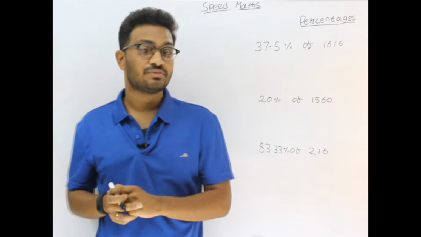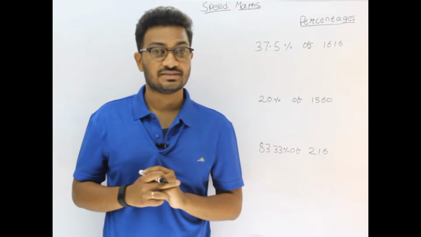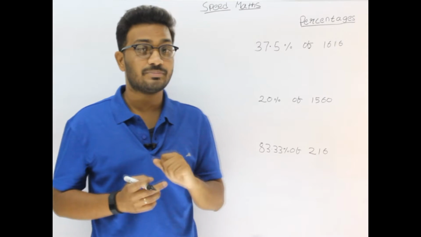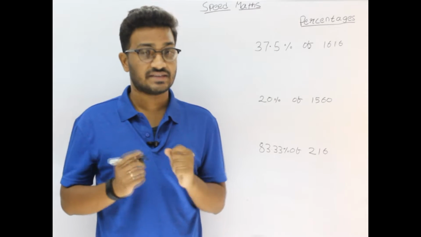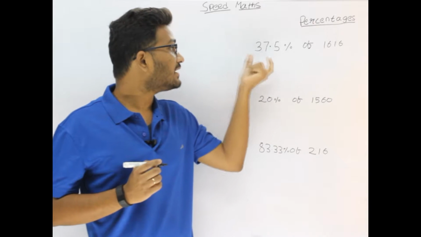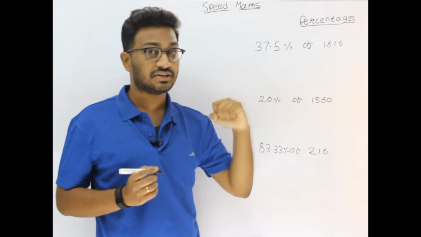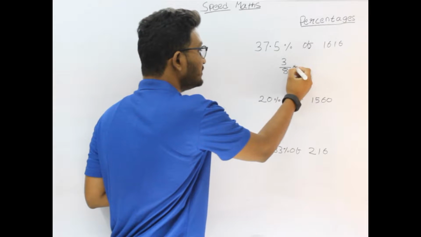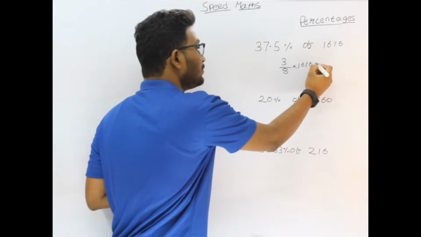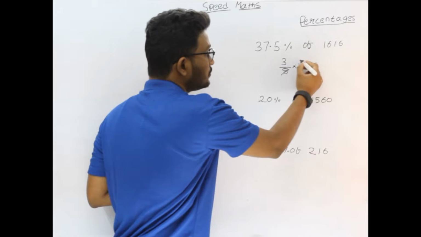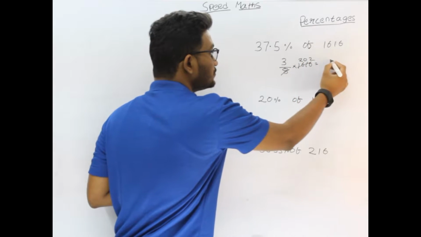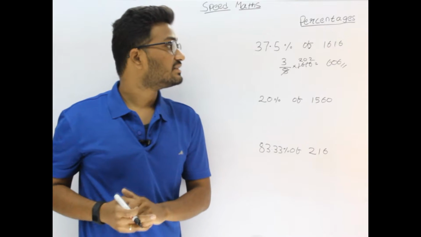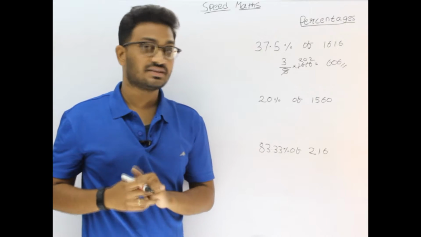Here, we have to find 37.5% of 1616. As we are smart students now, and we all know that the fractional equivalent of 37.5% is 3 by 8, we have to directly multiply this 1616 with 3 by 8. That is 3 by 8 into 1616, which will give us 606. So 37.5% of 1616 is 606.